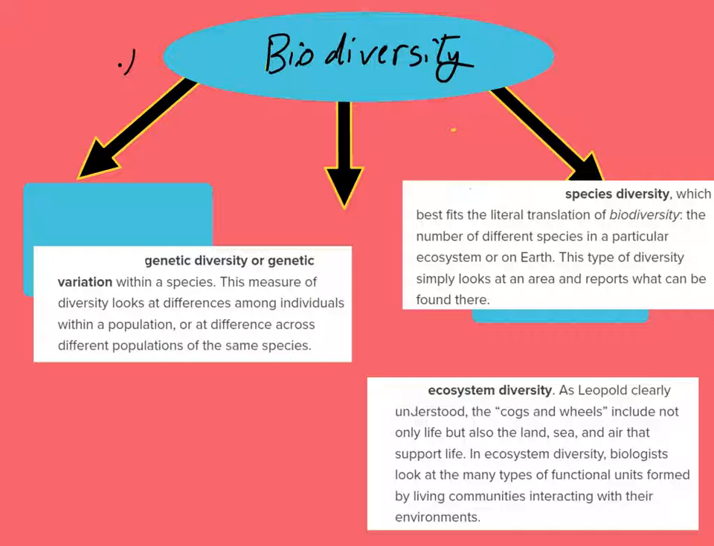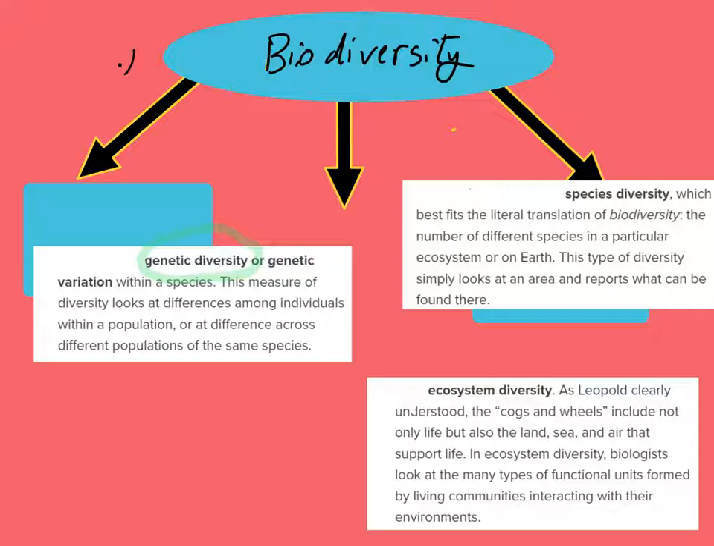So we can classify biodiversity into 3 different types. Genetic diversity, which means genetic variation within a species. This measure of diversity looks at differences among individuals within a population or at differences across different populations of the same species. While species diversity looks at the differences between species.